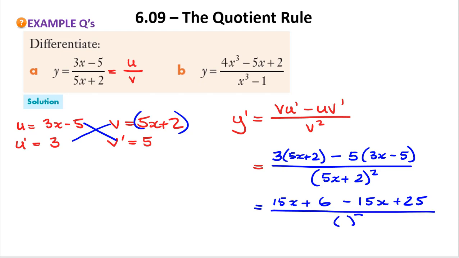All over this squared, I'll just leave it like that for now. Tidy this up, our 15x's will cancel out, and we're going to be left with 31 at the top. So our first derivative of this function is 31 all over (5x + 2) all squared. And we're just going to leave the answer like that.